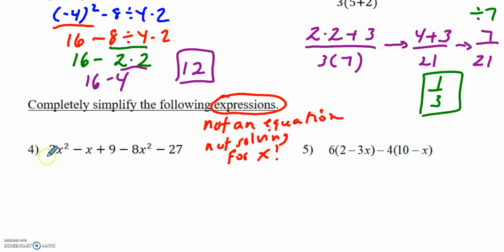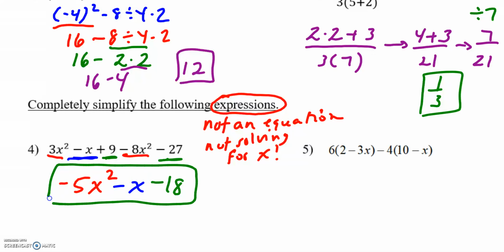So if I looked at number 4, I noticed that 3x squared and negative 8x squared are like terms. If I combine 3 and negative 8, I have negative 5x squared for my first term. I noticed that negative x, or x to the first power, does not have any buddies, so I'm just going to write minus x. But 9 and negative 27 can be combined, and if I combine 9 minus 27, I would get negative 18. And this is my final answer again because I am not solving for x, and everything at this point cannot be combined.